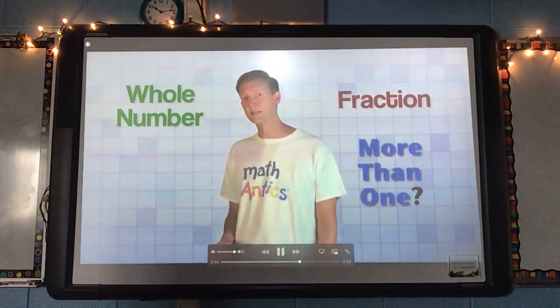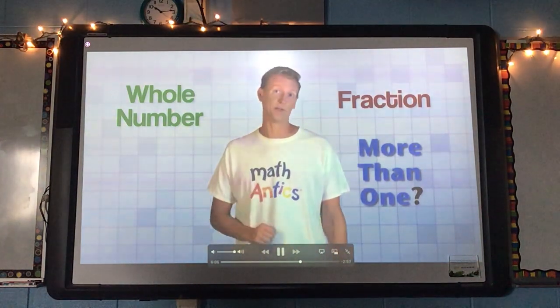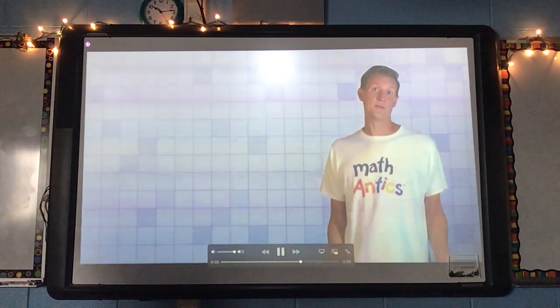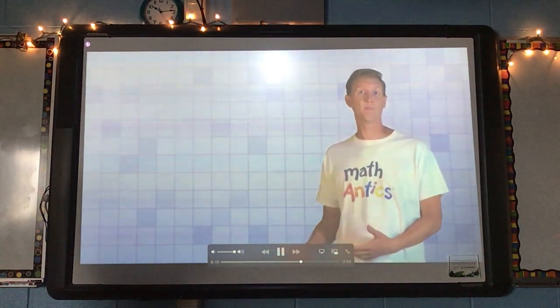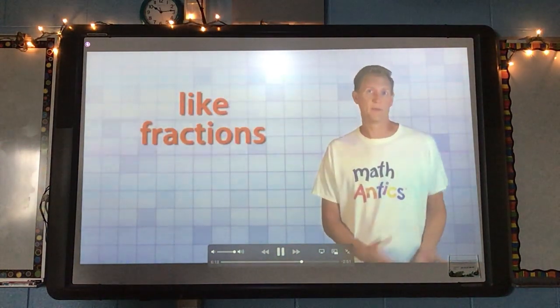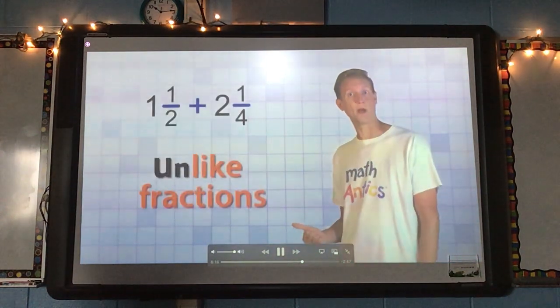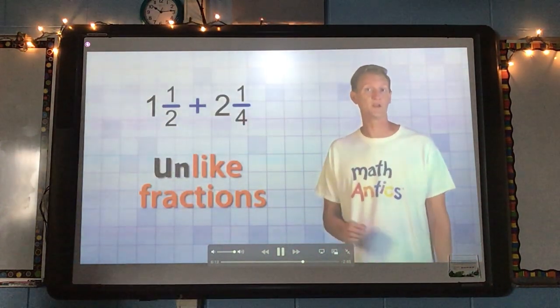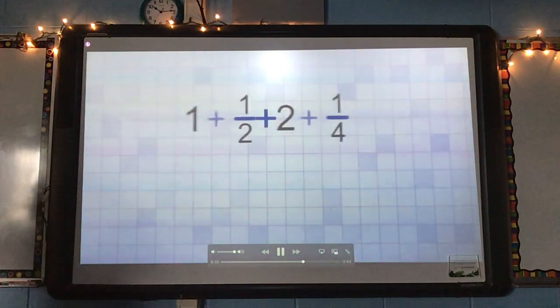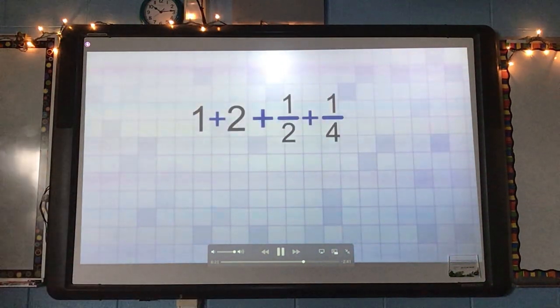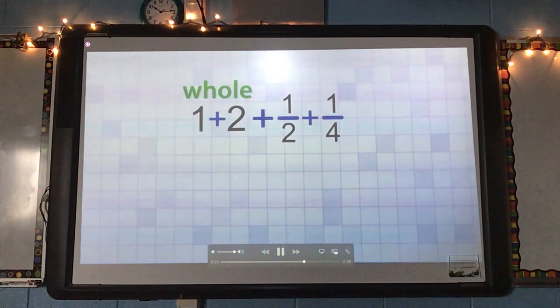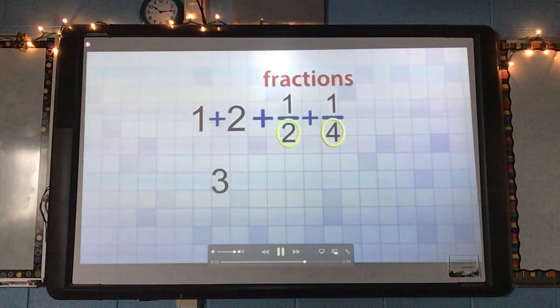But there are cases where adding mixed numbers can get a little bit tougher. All of the examples we've seen so far had fraction parts that were like fractions. But what if you had to add two mixed numbers with unlike fractions, like this problem, 1 1/2 plus 2 1/4? If we rearrange the problem as usual, we see that the whole numbers are still easy to add. 1 plus 2 equals 3. But the fractions have different denominators.